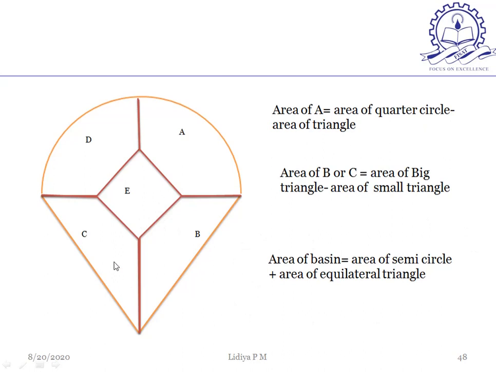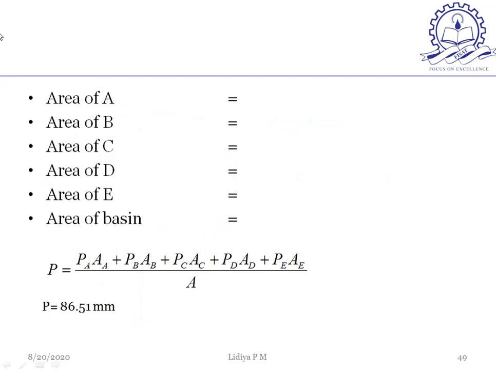Then area of basin is equal to area of the semicircle plus area of equilateral triangle. So find out the area of A, area of B, area of C, area of D, and area of E, and area of basin, and apply in this equation, and you will get the value of average rainfall.